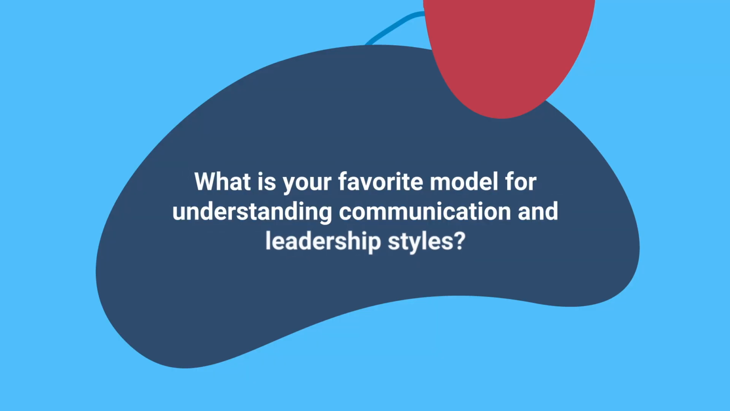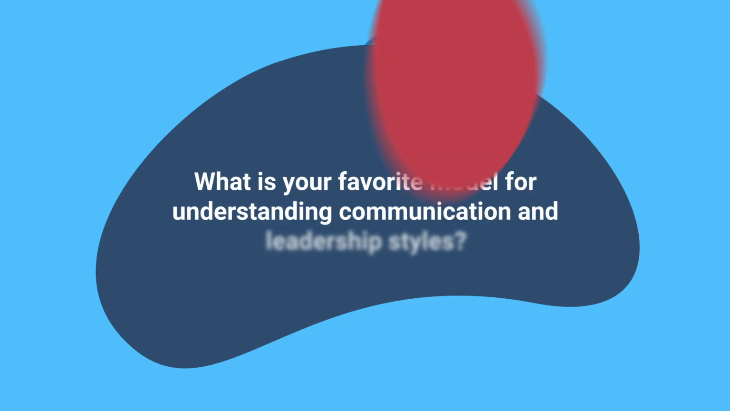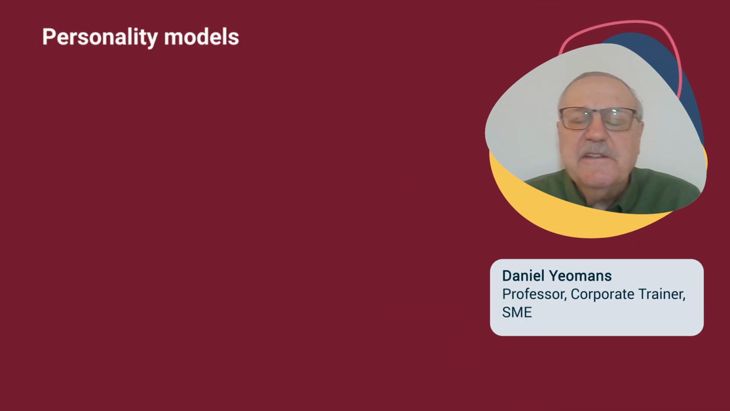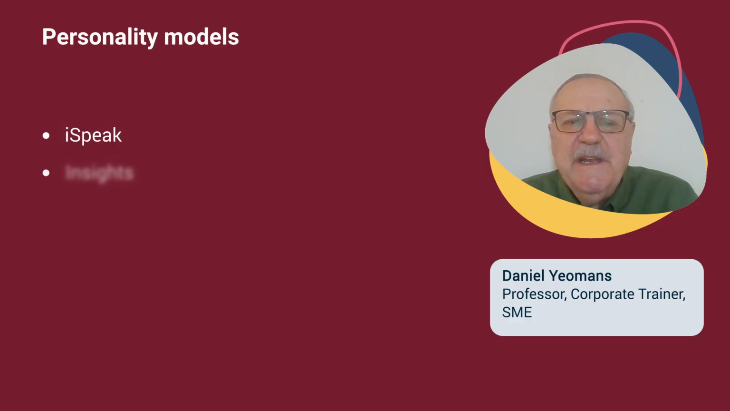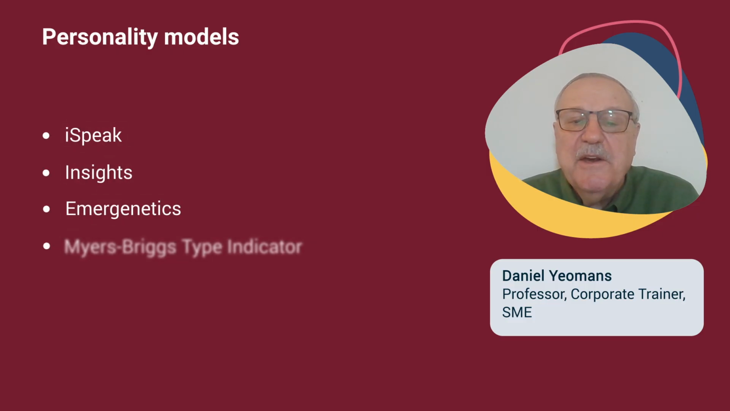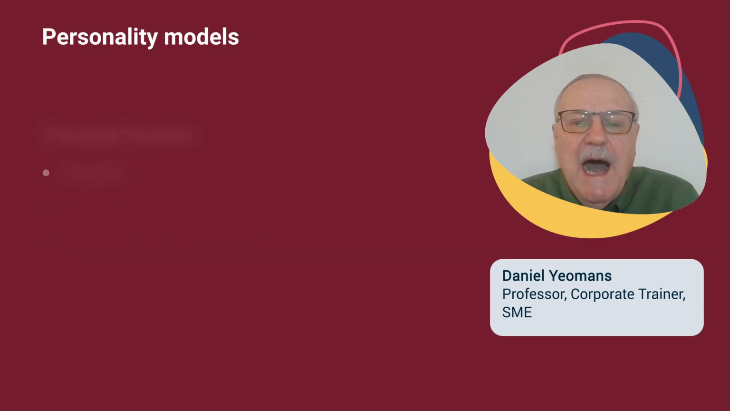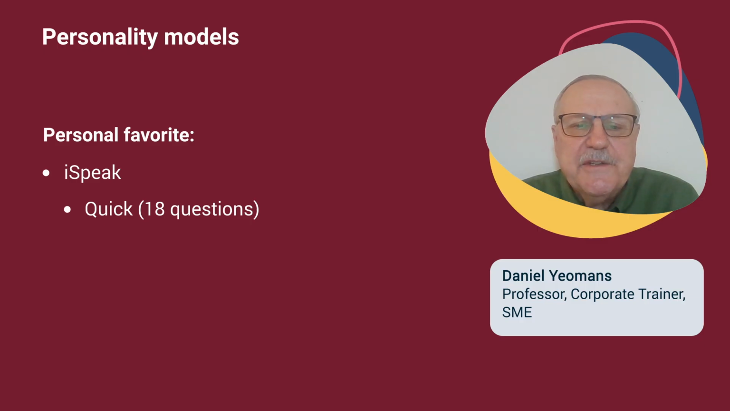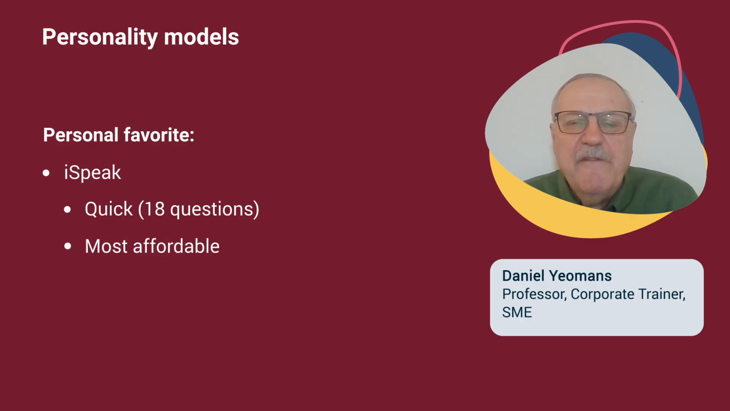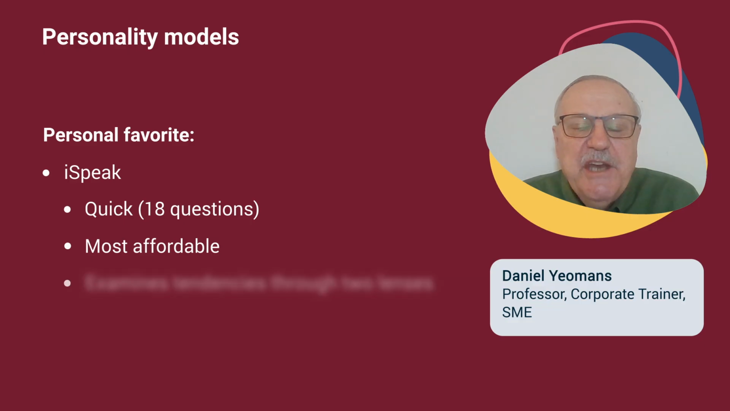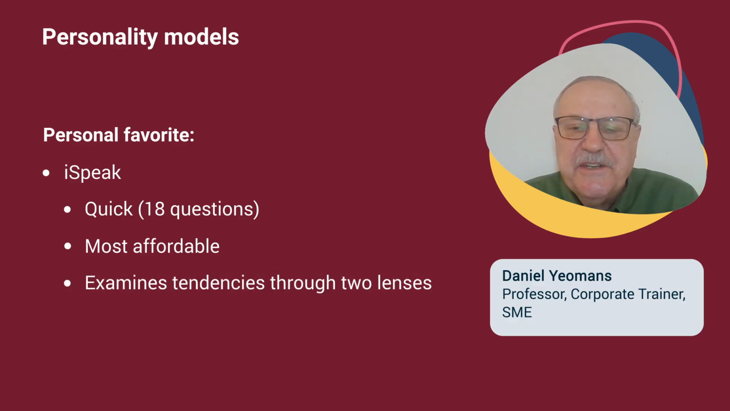Let's begin by hearing product owner experts share their favorite models for managing differences in communication and leadership styles. There are a number of excellent models. They include iSpeak, Insights, Emergenetics, Myers-Briggs type indicator, and there are more. Each model has its advantages, but you forced me to choose. I choose iSpeak. iSpeak is fast, only 18 questions. It's the least expensive of all the models, and in addition, it shares your tendencies looking through two lenses.